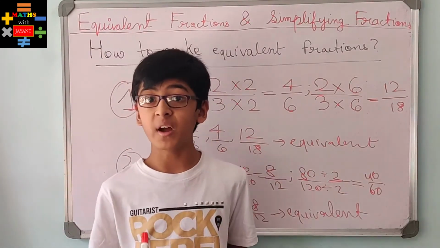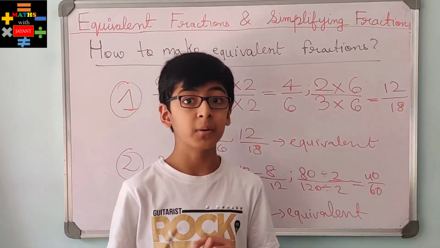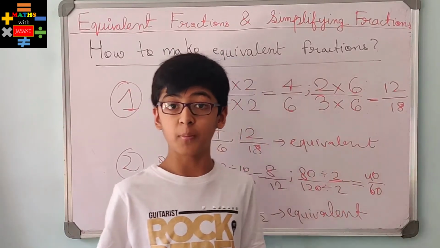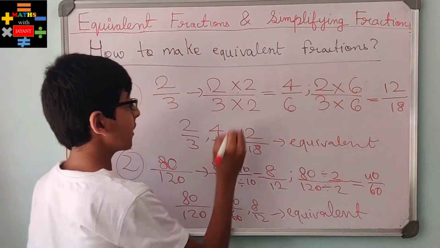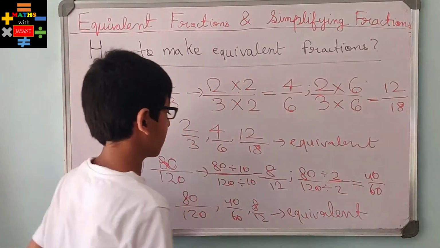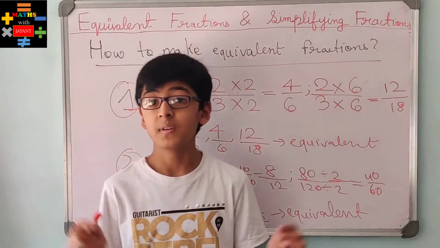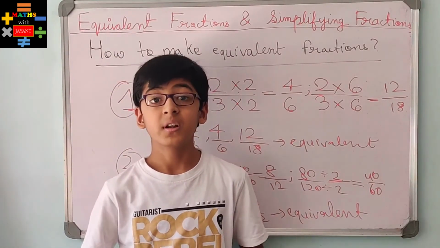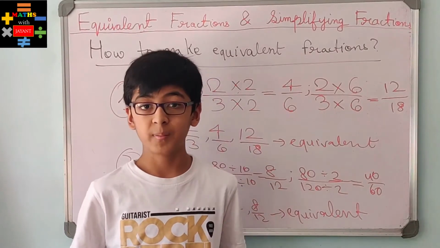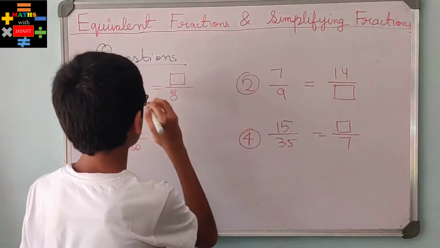As long as you are dividing or multiplying by the same number for both the numerator and the denominator. If you are multiplying the numerator, we have to multiply the denominator. If you are dividing the numerator, you have to divide the denominator also. Then only they will be equal. Now let us solve a few questions.